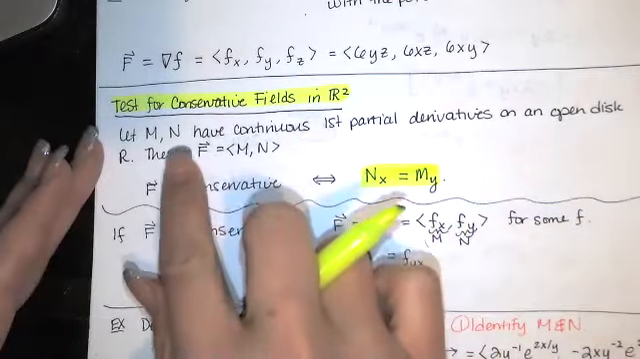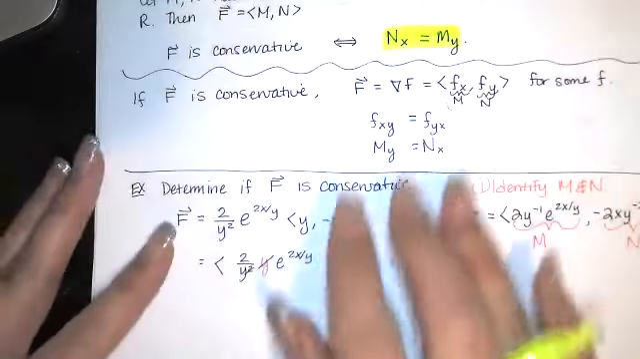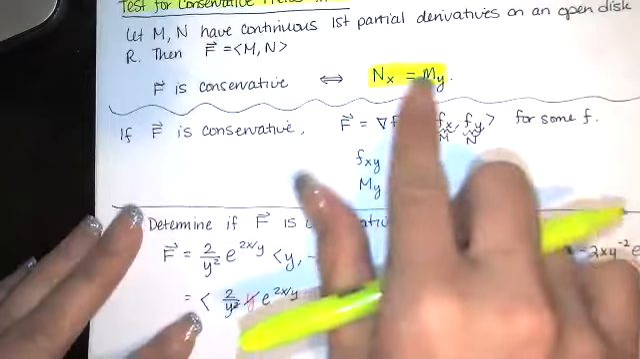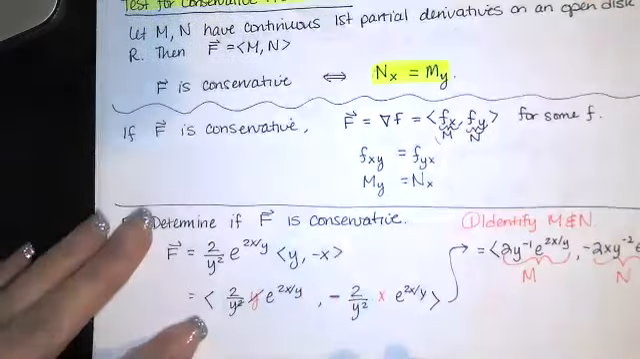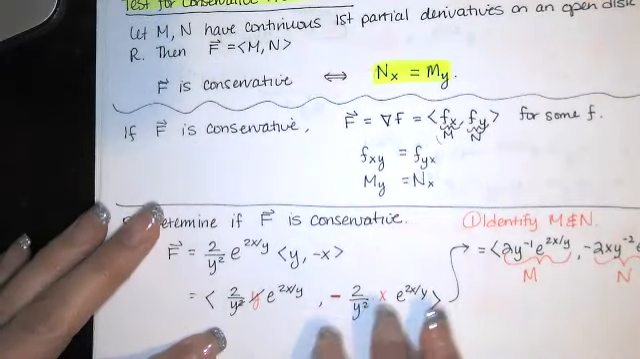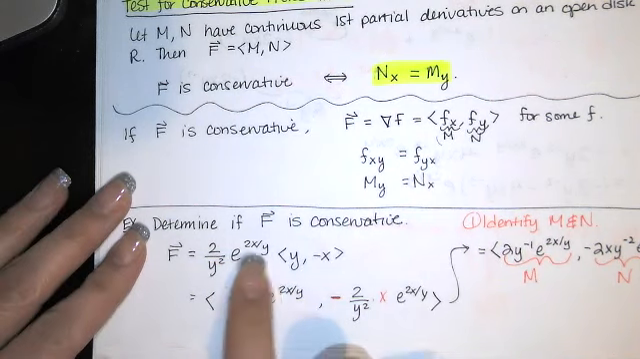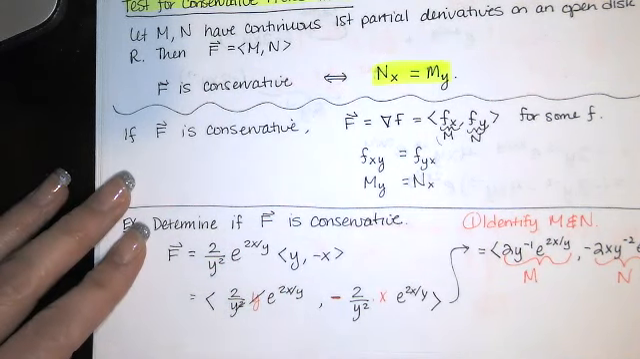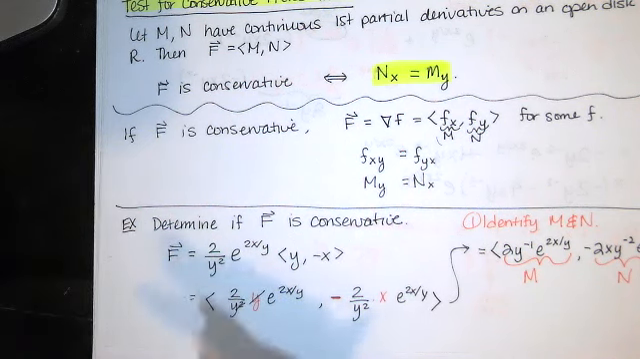So that's telling us that this field is conservative. These two partials are equal to each other and the field is conservative on any open disk that doesn't contain y equals 0. And remember, y equals 0 on the x-axis. So it just has to be a disk that avoids the x-axis.